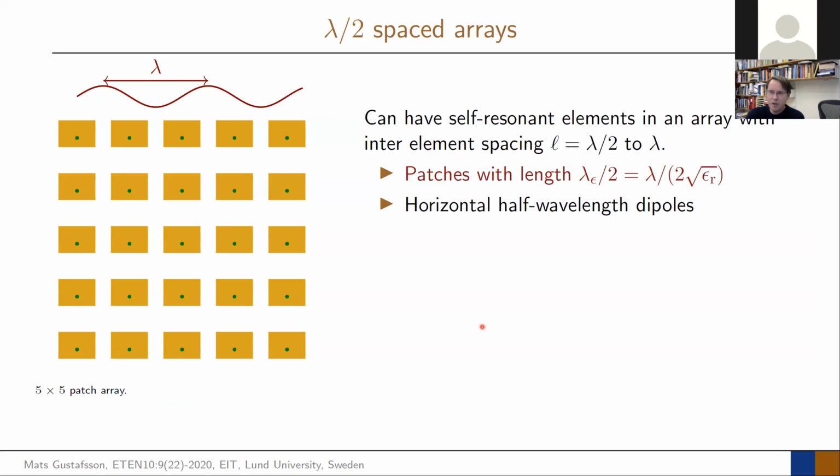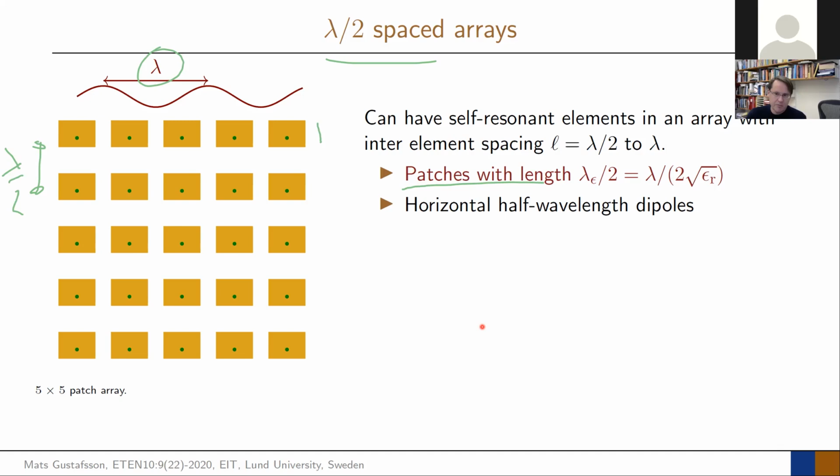So if we do, for example, a lambda over 2 spaced array again, so we take this typical case, and we look at patches here, they would then have a size, so the length of these patches, which is approximately lambda over 2, but it's lambda in the substrate. So it's shorter than a free space lambda. And if we now have a lambda here of this size, then this one here would be half a lambda. So that is the spacing there, and the elements are smaller, so they fit in this kind of scenario.